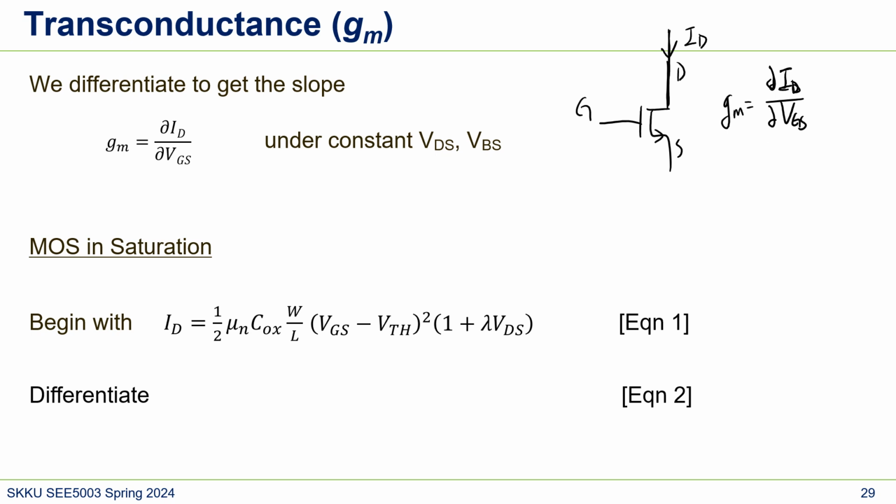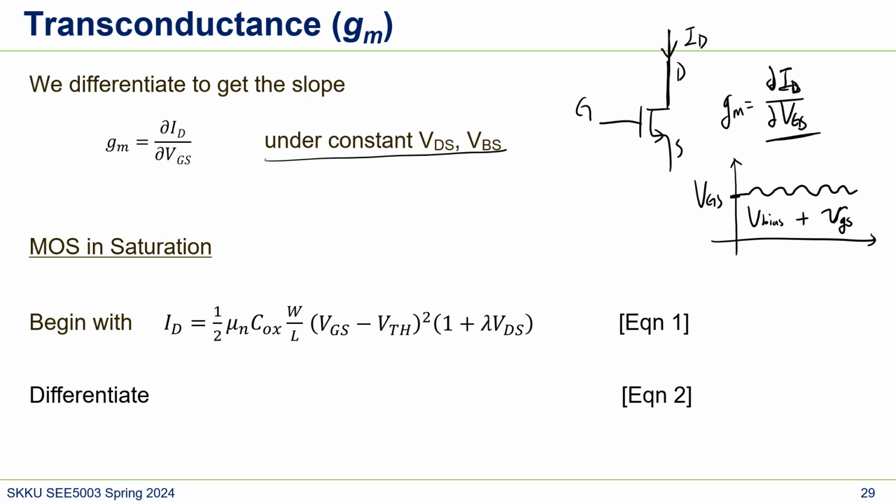And again, let's say for example here, VGS actually works like this. It consists of V bias, which is DC, and then small-signal vgs. You see, I use a small letter here. So it basically means how much the current changes with this small signal VGS change, under constant VDS and VBS.